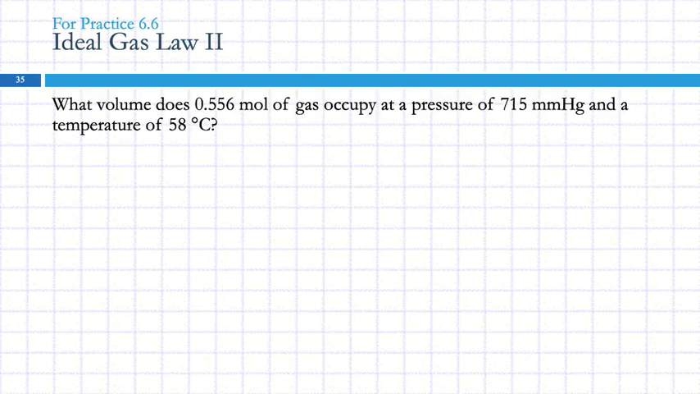Here's another one. What volume does 0.556 moles of gas occupy at a pressure of 715 millimeters of mercury and a temperature of 58 degrees Celsius? So, I've got that many moles, and I've got that pressure, and I've got this temperature, and they want the volume.